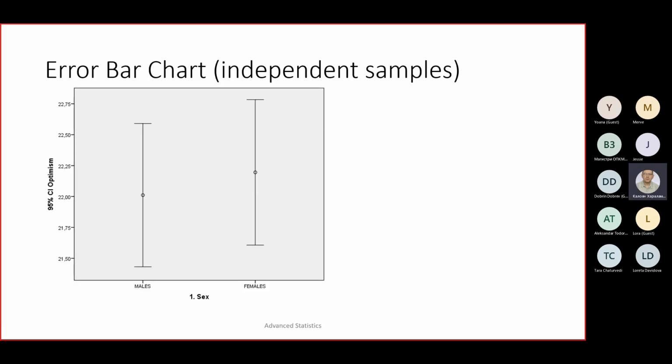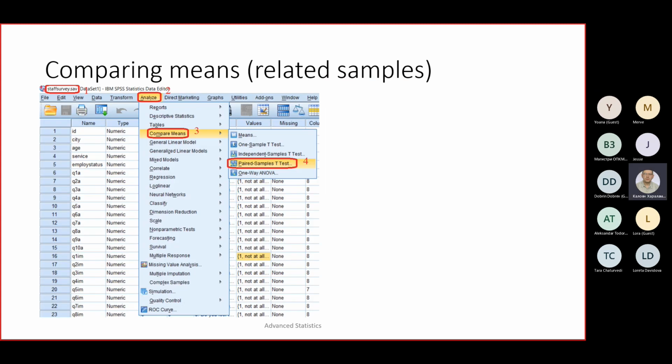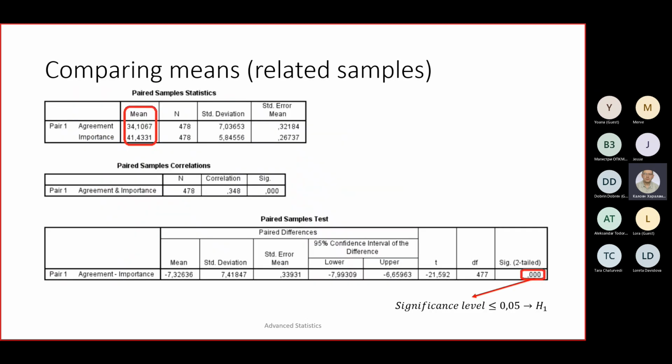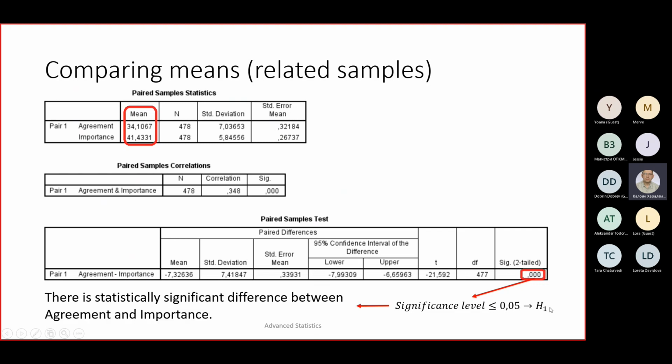Here in the presentation, the analysis in SPSS is almost the same as in PSPP. Again, we define a pair here, and this is conclusion. Significance level is less than 5%, then alternative hypothesis, then there is statistically significant difference between agreement and importance.